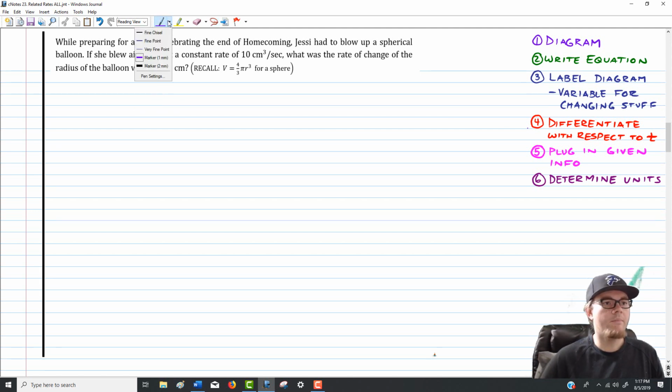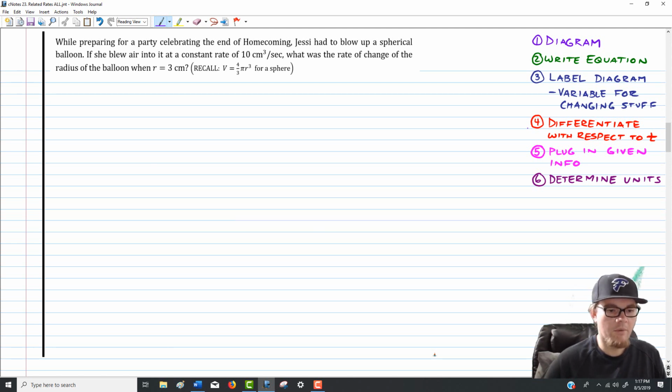So our next example. While preparing for a party celebrating the end of homecoming, Jesse had to blow up a spherical balloon. Spherical, of course, means that it's in the shape of a sphere, so it's perfectly round. Every cross-section is a circle. If she blew air into it at a constant rate of 10 centimeters cubed per second, what was the rate of change of the radius of the balloon when the radius was 3 centimeters?